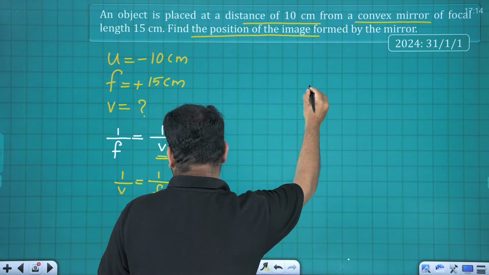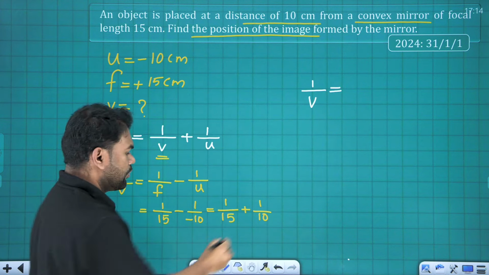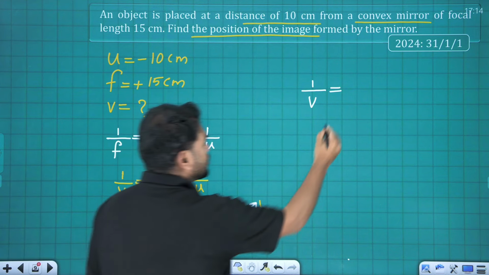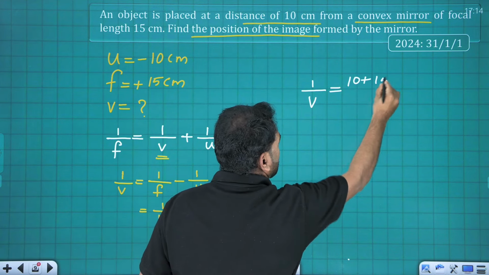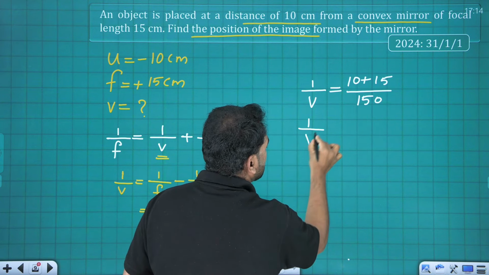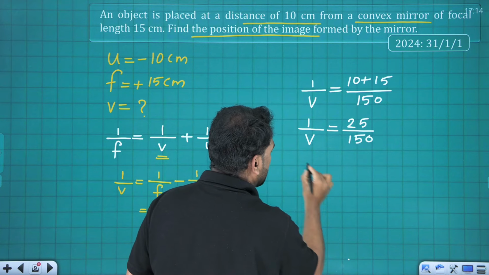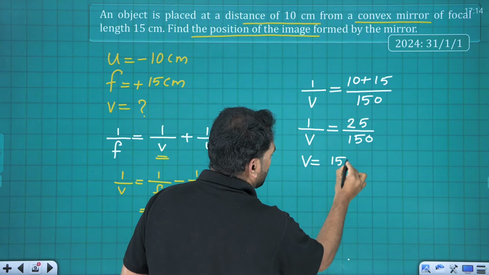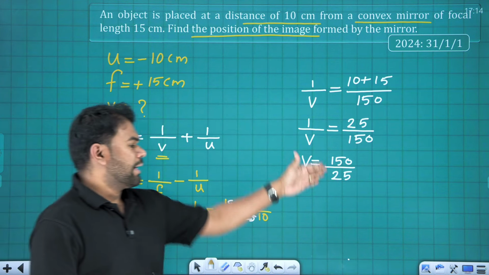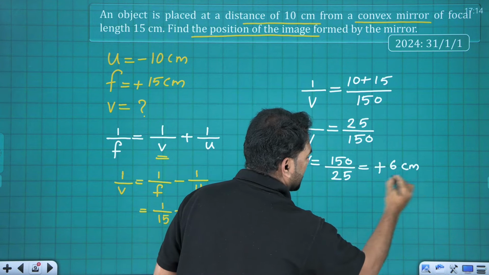Now this will be equal to 1 by v on the LHS. 1 by v equal to, cross multiplying. I am doing the cross multiplication method. 10 comes here, 15 comes here, then 15 into 10. So 10 plus 15 divided by 15 into 10, which is 150. So you can see that 1 by v equal to 25 divided by 150, or v will be equal to 150 divided by 25. And while dividing this, you will get plus 6 centimeter.